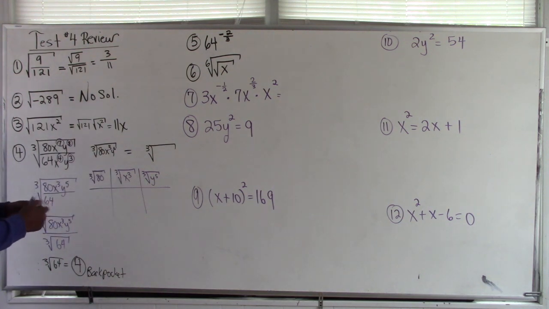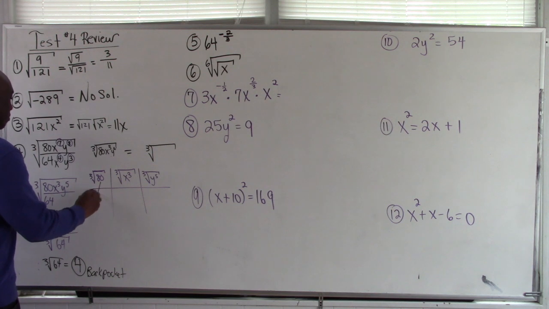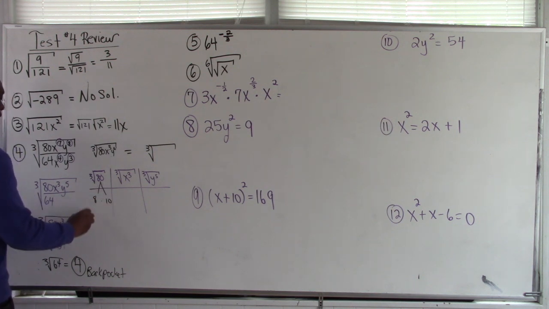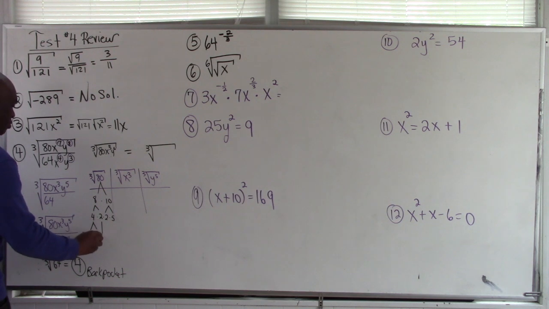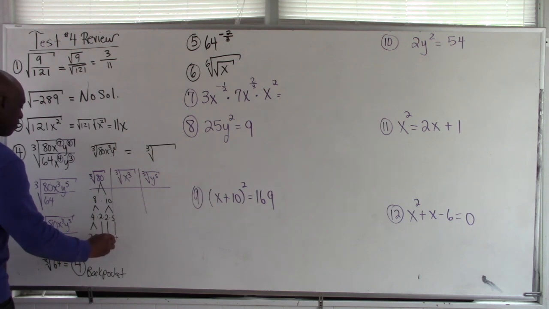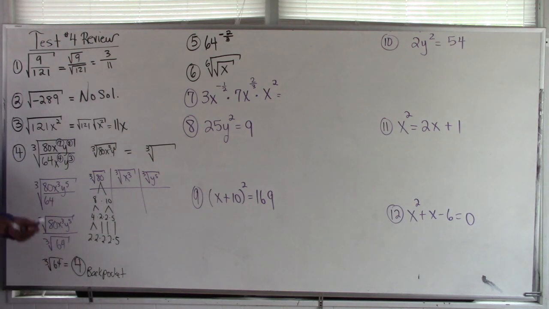Let's break down 80. Doesn't matter how you start. 80 is 8 times 10. And 8 is 4 times 2. And 10 is 2 times 5. And 4 is 2 times 2. Bring down this 2. Bring down this 2. And bring down this 5. See how I did that? I broke it down to prime numbers.